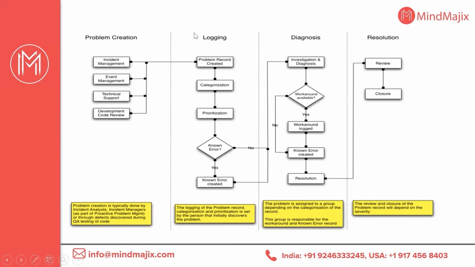Here we have given a pictorial representation of how it will look. The first is problem creation. As I said, problem creation can be done from incident management or event management. Basically, one event was triggered and you feel that this is a problem, so you can create it that way. Or technical support: a team has sat together and found that we are getting multiple incidents with a common thing, and it could be a problem. At that time also you can create a problem. Development code review: once you're doing a code review, it's a proactive step.